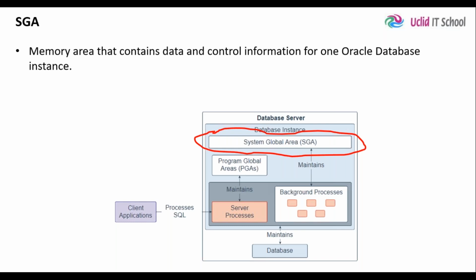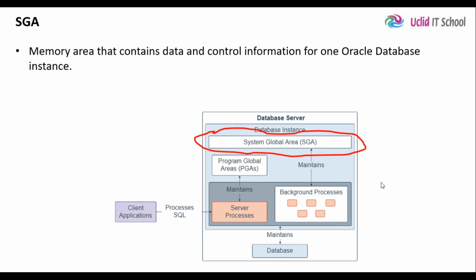Every instance will have its own SGA. In a multi-instance environment, each instance has its own SGA. So when that instance accesses data from the database, that data will be cached inside that SGA. You can see in this diagram, this SGA is highlighted. This is the well-known picture to us, and this is your SGA.